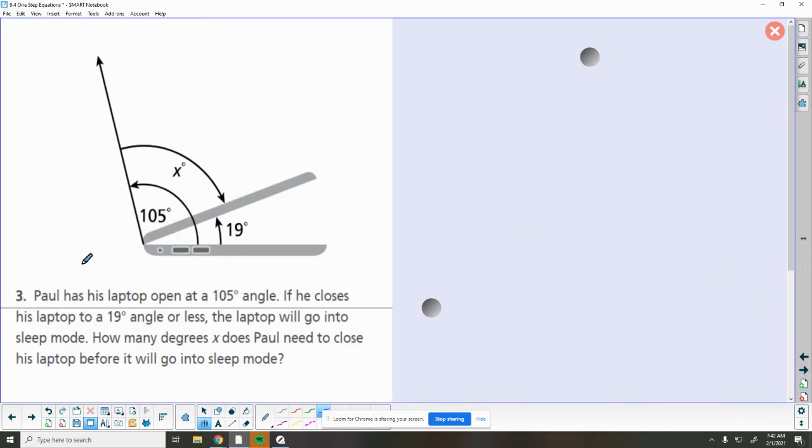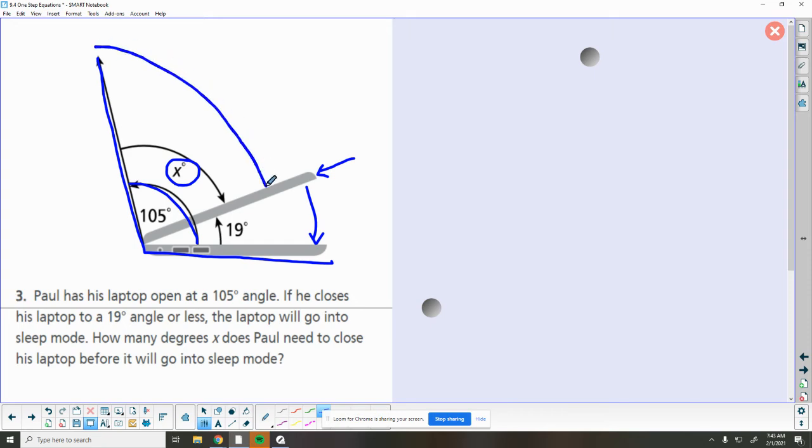Task 3 tells us that Paul has his laptop open at a 105-degree angle. So right now, his laptop looks like this, and that's 105 degrees. If he closes his laptop to 19 degrees or less, the laptop goes into sleep mode. So how many degrees X, so we're looking for this piece right here, does Paul need to close his laptop before it will go into sleep mode? So if he has it here, how much does he have to close it to get to here, which is 19 degrees before it will go to sleep?